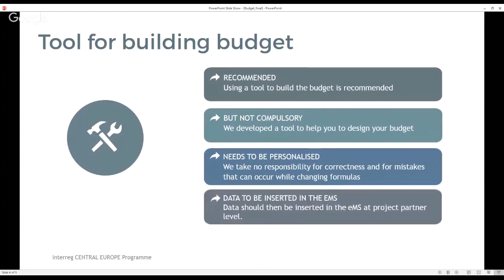Prepared data should then be inserted in the EMS at project partner level. The total budget in the EMS will be calculated automatically.